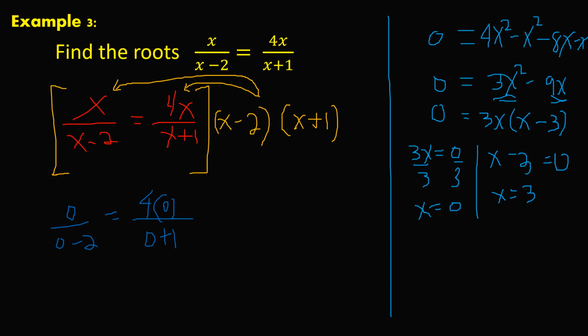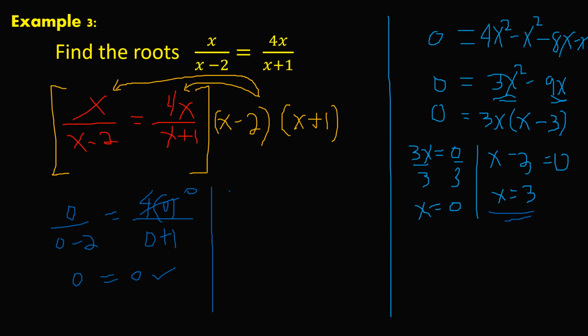But 0 divided by any number is also 0. So 0 equals 4 times 0, which is also 0. So 0 divided by 0 plus 1 is also 0. Okay, so our first root is not an extraneous root because it doesn't result in an undefined denominator or undefined fraction. The other root, which is x equals 3, we substitute into the original equation.